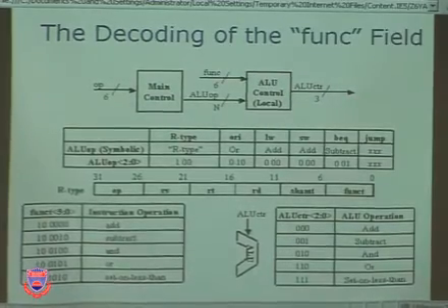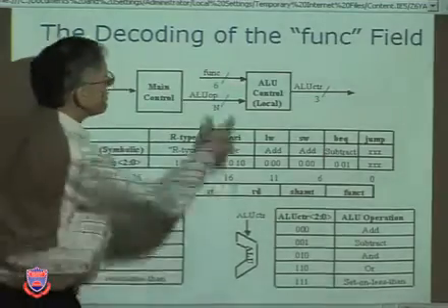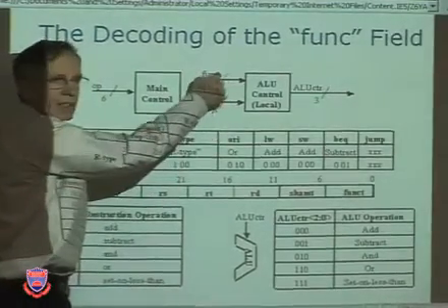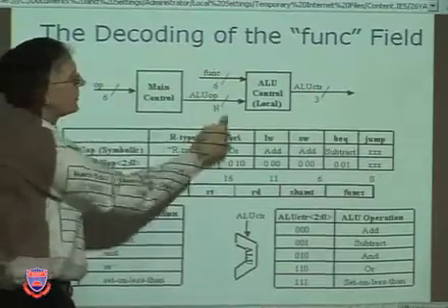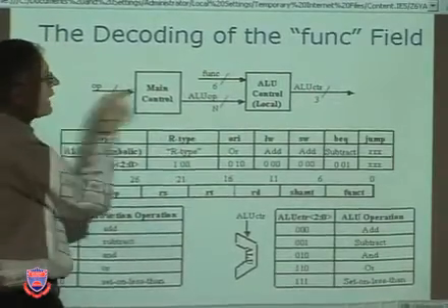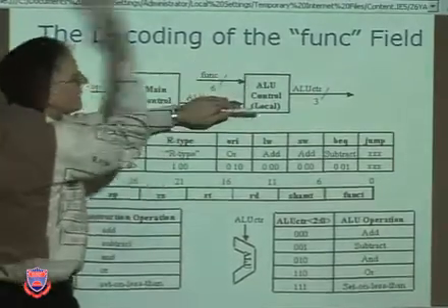Okay, so now the function field. How will this be decoded? Now we're looking at this here. So if it's an R type, pay attention to this. If it's anything else, ignore that. This is irrelevant. If this is an ORI, then this is going to say you should OR. Pay no attention to that. It's useless.